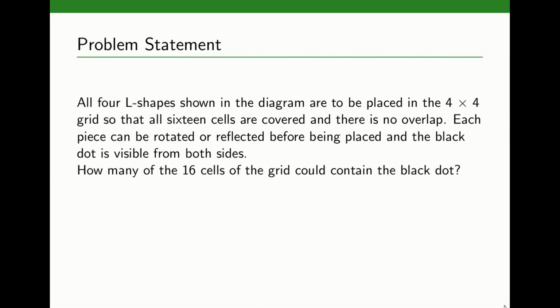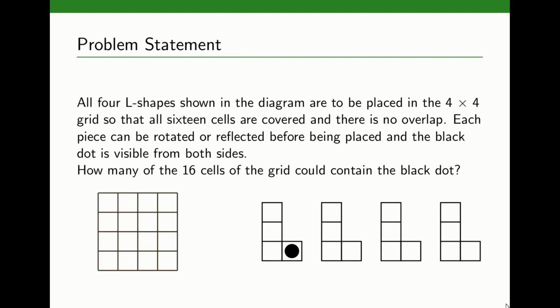Okay, so today's problem is from Junior Mathematical Challenge UK 2019. The problem statement is: all four L shapes shown in the diagram are to be placed in the 4 times 4 grid so that all 16 cells are covered and there is no overlap. Each piece can be rotated or reflected before being placed and the black dot is visible from both sides. How many of the 16 cells of the grid could contain the black dot?